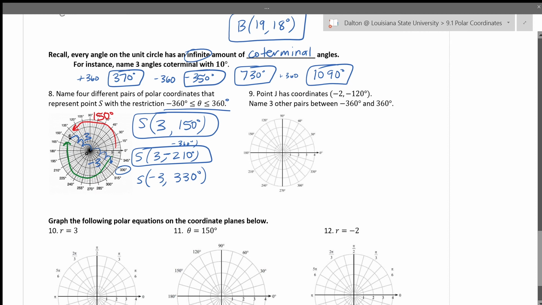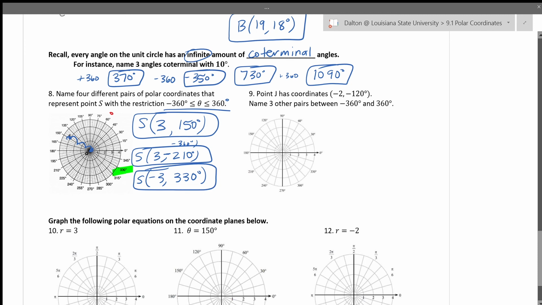So now let me erase some of this and kind of explain what that means. If I start at 330 degrees, if I start at this angle, and I go in the direction of negative 3, that means from the origin, instead of going 3 in this direction, I want to go 3 in the opposite direction. Bam, getting me point S. So 330, negative 3 is another version of that point.